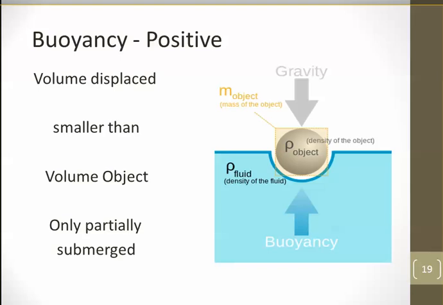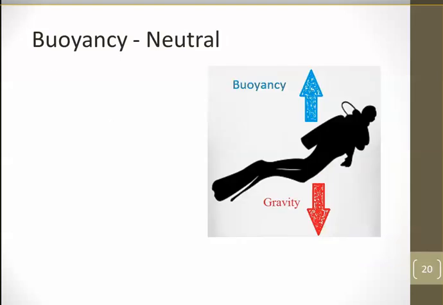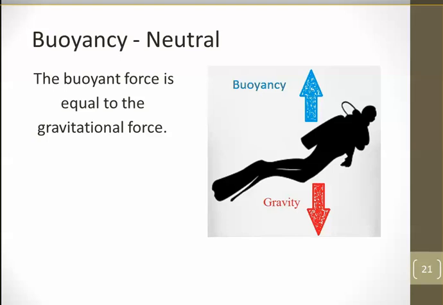And it'll only be partially submerged once the buoyant force and the gravitational force come into equilibrium. Once the object comes to the surface, it's no longer displacing as much volume of fluid as it did before, and so the buoyant force begins to become less in magnitude, until the gravitational force and the buoyant force are equal to each other, and the object is in equilibrium. Again, neutral buoyancy. The buoyant force is equal to the gravitational force. The net force is 0, and the density of the water is equal to the average density of the diver.